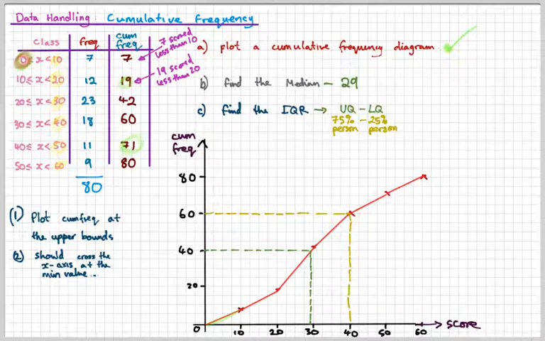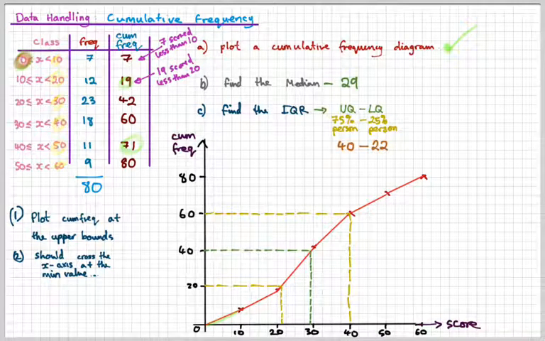Next, if we look at the 25th person, there are 80 people, 1/4 of that is 20, so the 20th person, he scored I think about 22. Okay, so the interquartile range is going to be 40 take away 22, which is equal to 18. So that is the interquartile range.